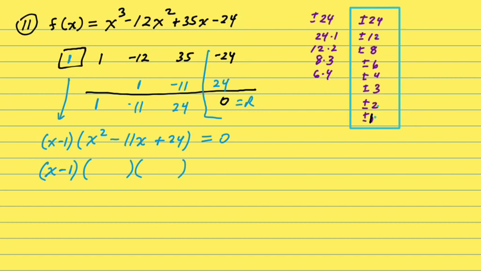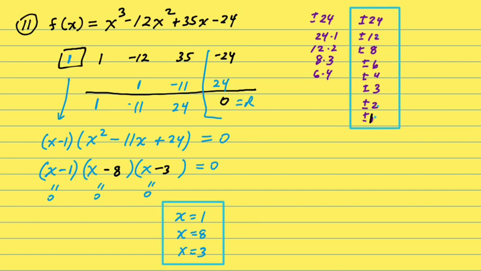I'm going to factor this trinomial. What multiplies to 24 but adds to negative 11? I think negative 8 and negative 3. Do they add to negative 11 and multiply to positive 24? Anyway, what makes each of these equal 0? So you would have 1, 8, and 3 as my actual zeros.